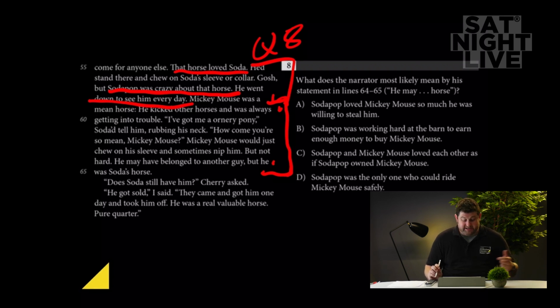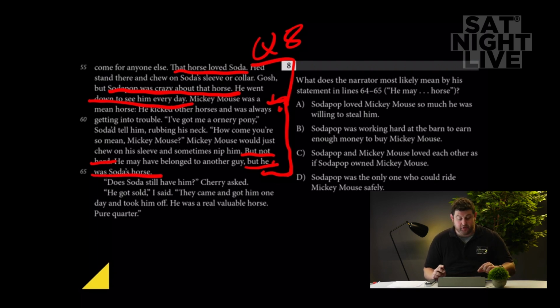Mickey Mouse was a mean horse. He kicked other horses and was always getting into trouble. "I've got me an ordinary pony," Soda would tell him, rubbing his neck. "How come you're so mean, Mickey Mouse?" Mickey Mouse would just chew on his sleeve and sometimes nip him, but not hard. He may have belonged to another guy, but he was Soda's horse.